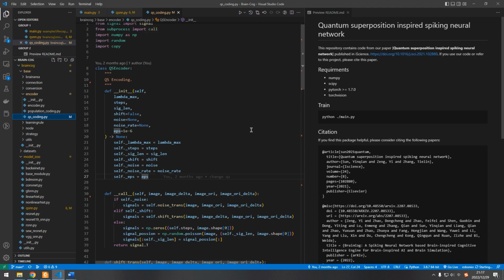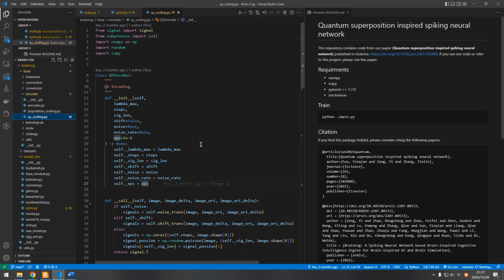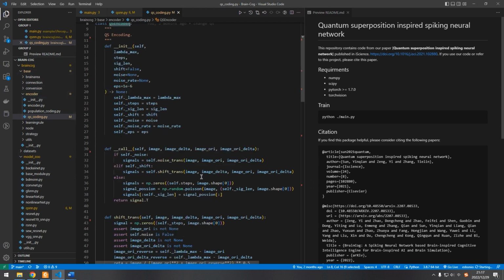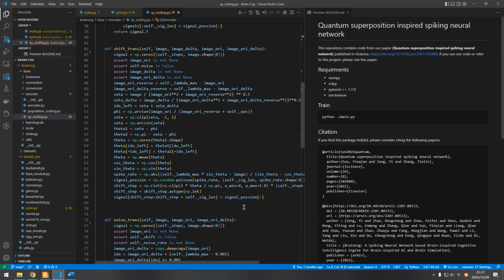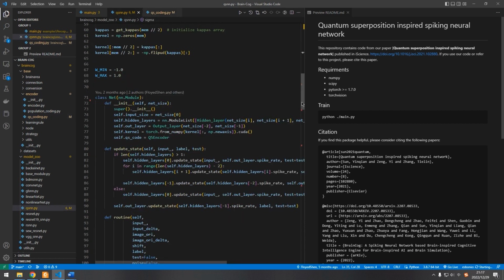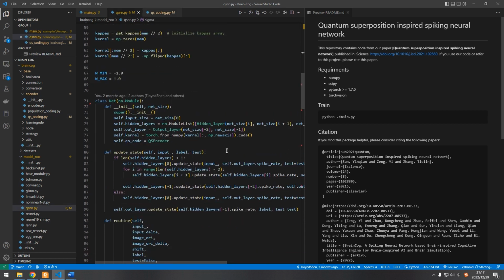You can also find the quantum superposition inspired encoding method in the BrainCog engine. We implemented the QS encoder class in the BrainCog encoding modules. It implements the quantum superposition state image encoding and the transferring into different spiking trains with different phase and rate. Also, the multi-compartment neural network can be found in the QSSN files. It's in the model zoo.